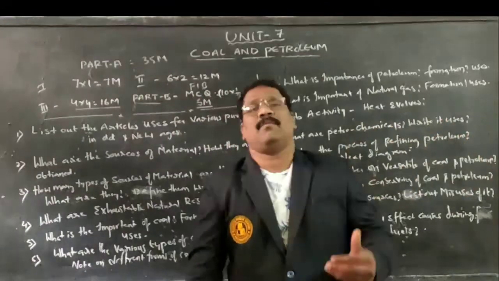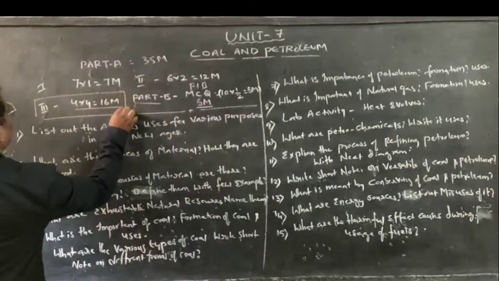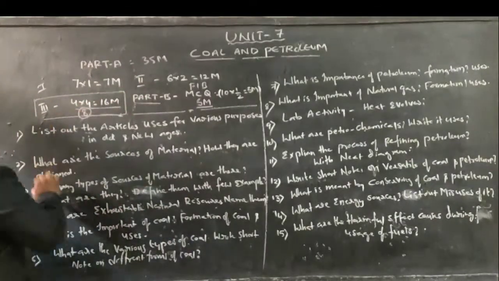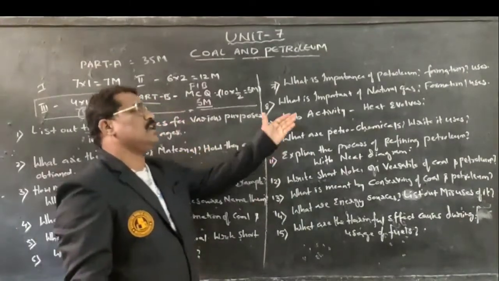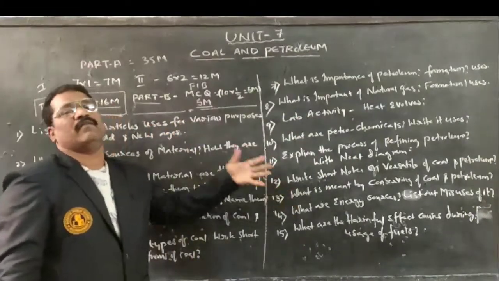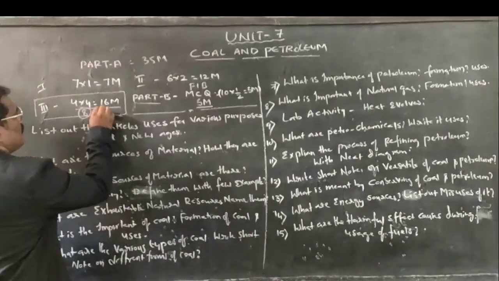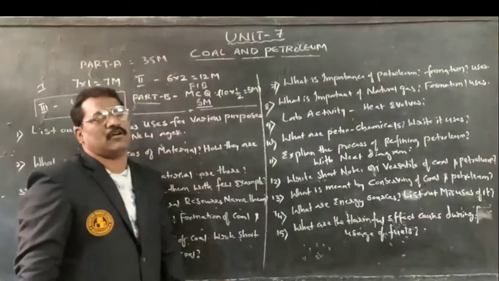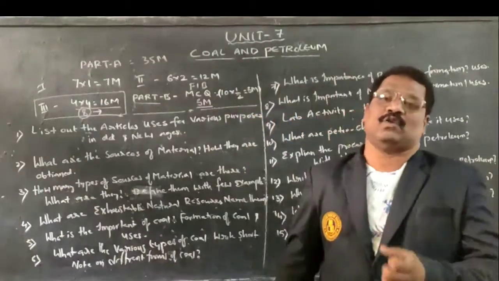By this examination pattern, we have already studied that if we concentrate on the third bit of Part A, in which essay type questions, 8 questions will be there. If we concentrate on these 8 questions, nearly 70 to 80% of the chapter could be covered. So to do that, I have framed the questions based upon the topics within this chapter called Coal and Petroleum.